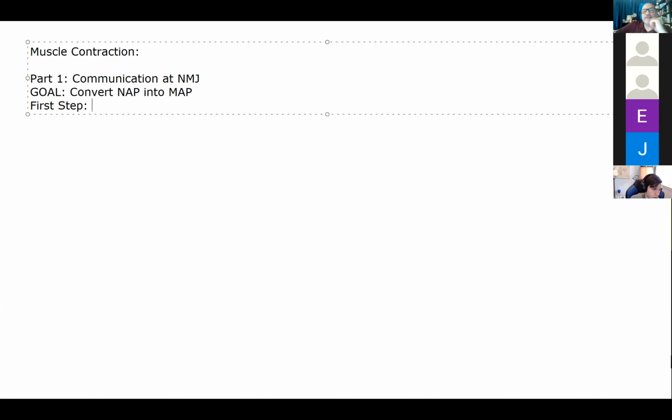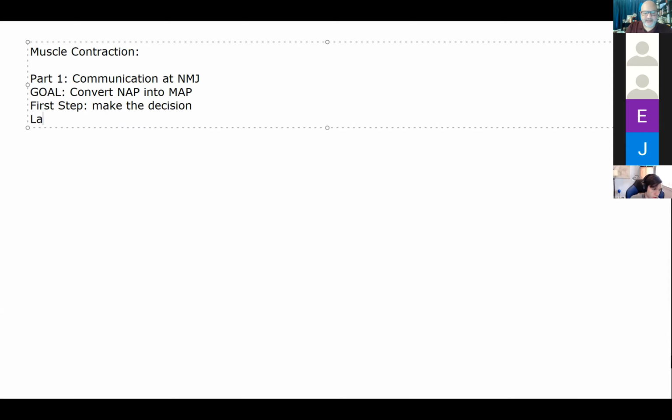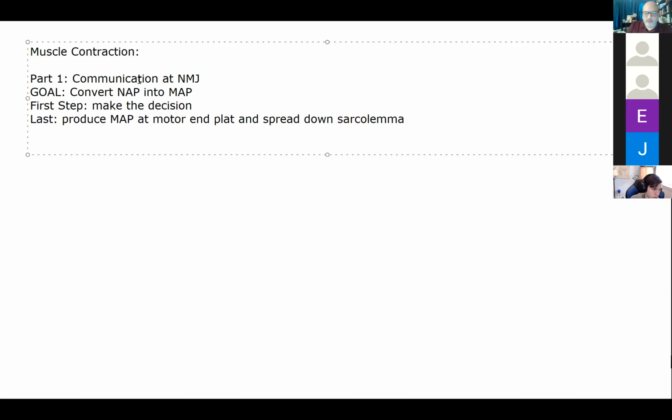Come on, what was the first step? It's the very first thing we have to do if we're going to make a muscle contract. Decide. Excellent. And what was the last step of part 1? Action potential radiates from the motor end plate down the sarcolemma. Excellent. What's part 2?